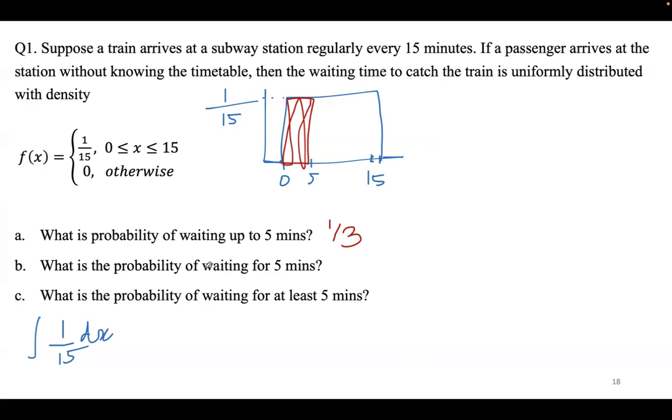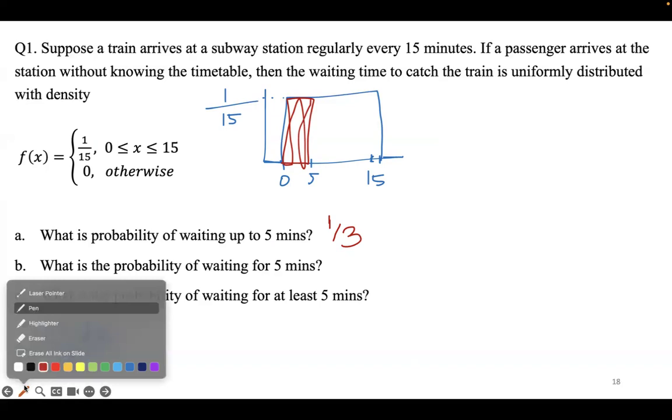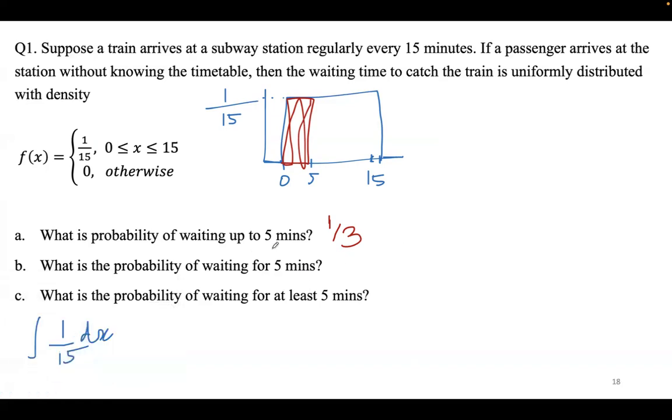The second question is, what is the probability of waiting for 5 minutes? What area are we going to shade here? Exact probability should be 0, for exactly 5 minutes. Correct. All right, great. And then for the last question, waiting for at least 5 minutes, that's going to be the rest of it, the complement of the first one. So that we get as 2 by 3.